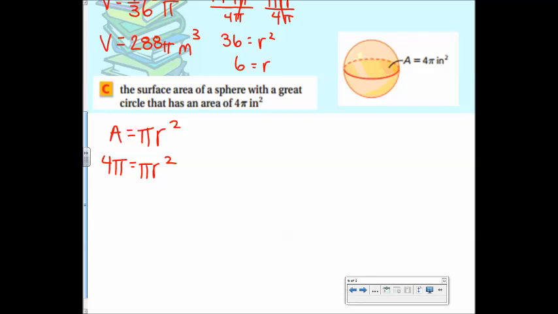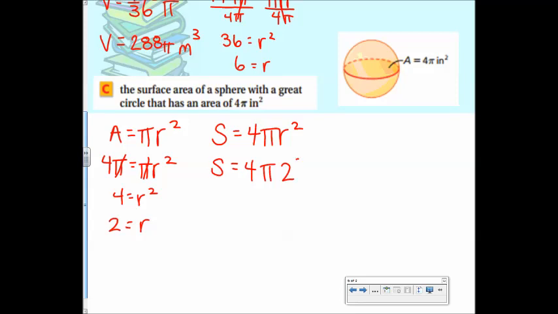Okay, so now we've got the radius, and we plug that into which equation? Because we're looking for surface area, so 4 pi r squared. So then S equals 4 times pi times 2 squared, which is 16 pi. 2 squared is 4, 4 times 4 is 16, and my units end up being inches squared.